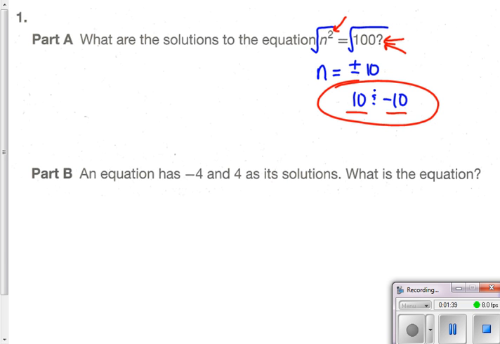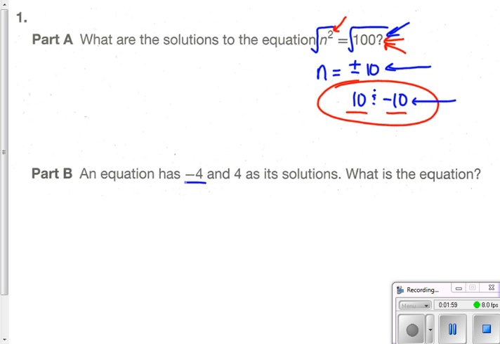This one says an equation has negative 4 and 4 as its solutions. What is the equation? Well, you think about it. Obviously, you're working with square root. We had plus or minus 10. So basically, 10 times 10 gave us what was inside our square root here. So it's got to do the same thing.